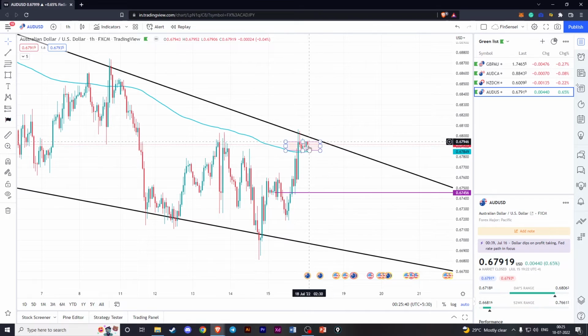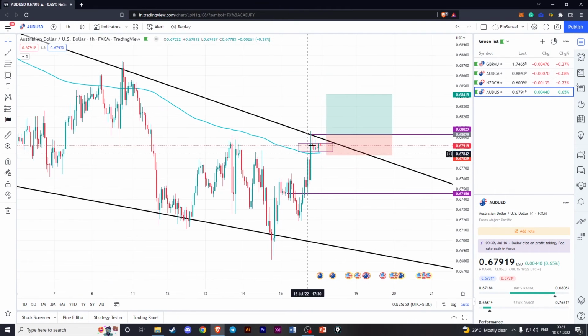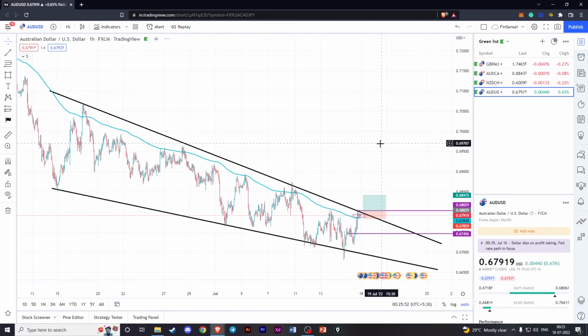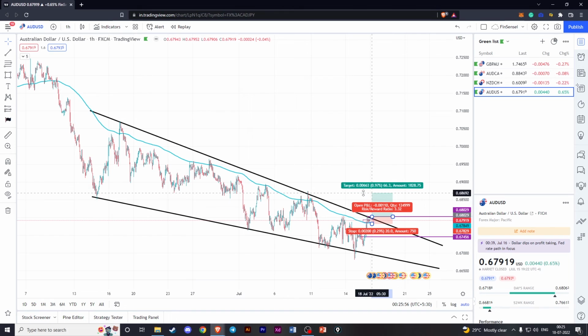But at the same time, if it gives a breakout and crosses this zone, then we can go long from that point, and our stop loss should be below this 200 EMA, and our target should be the subsequent swing highs until our trailing stop loss is hit.